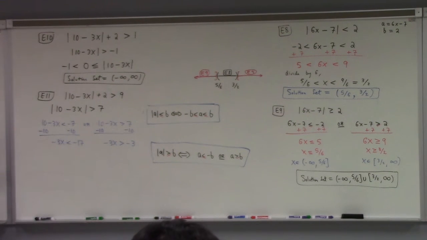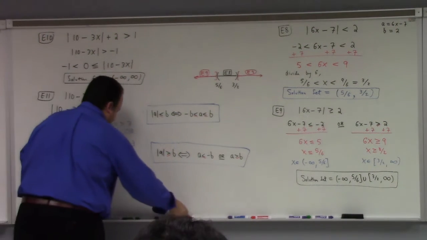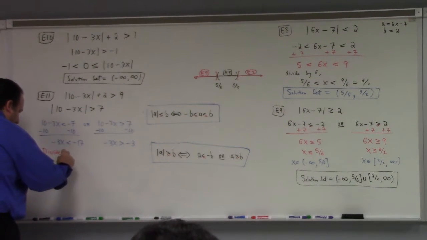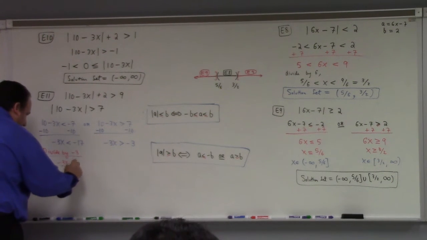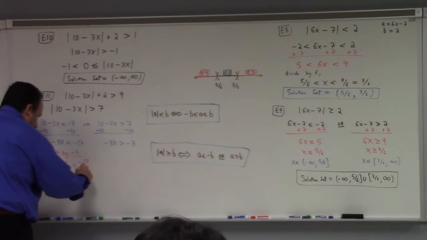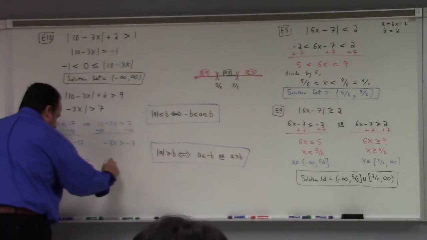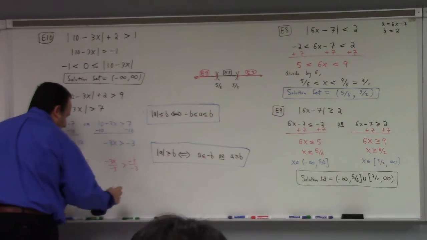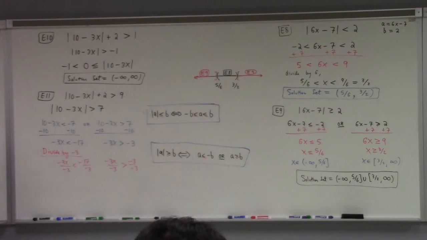Now, we've got to be careful. When we divide by minus 3, what happens? We've got to flip the less than to greater than on both of these, right? So divide by minus 3. We get minus 3x over minus 3 is less than minus 17 over minus 3. And minus 3x over minus 3 is greater than minus 3 over minus 3. Am I right? Am I wrong? You're like, why don't you just do what you said, right? What have I not done? Why is this wrong as it's written?